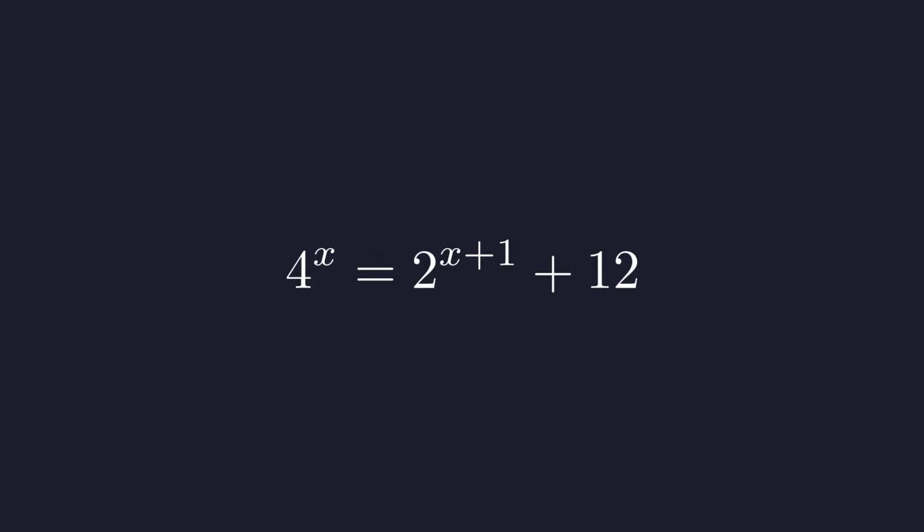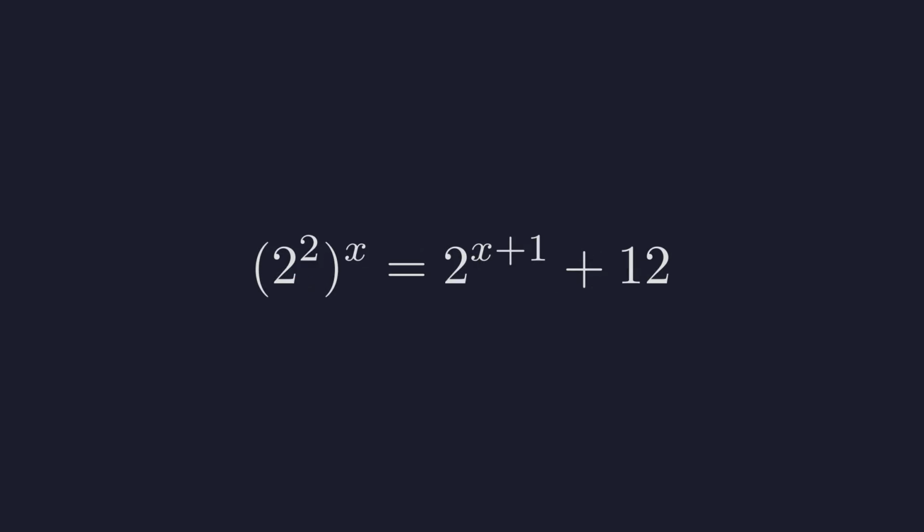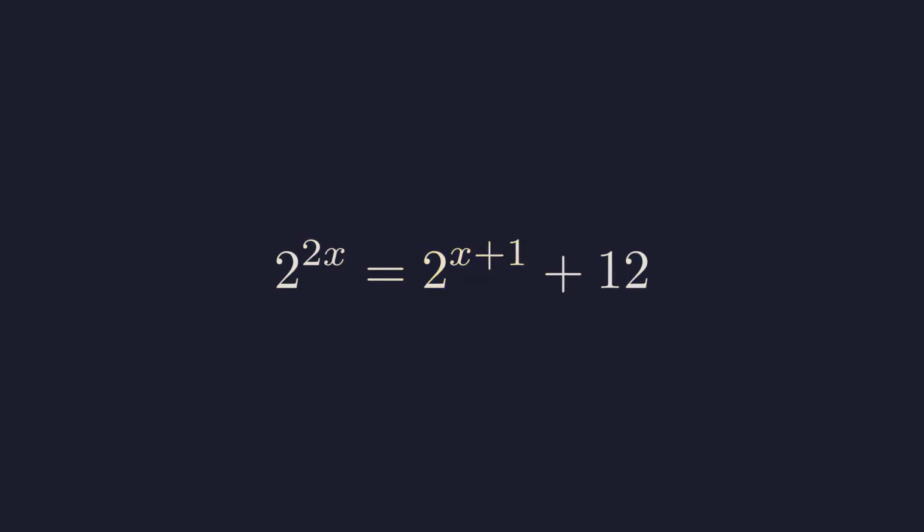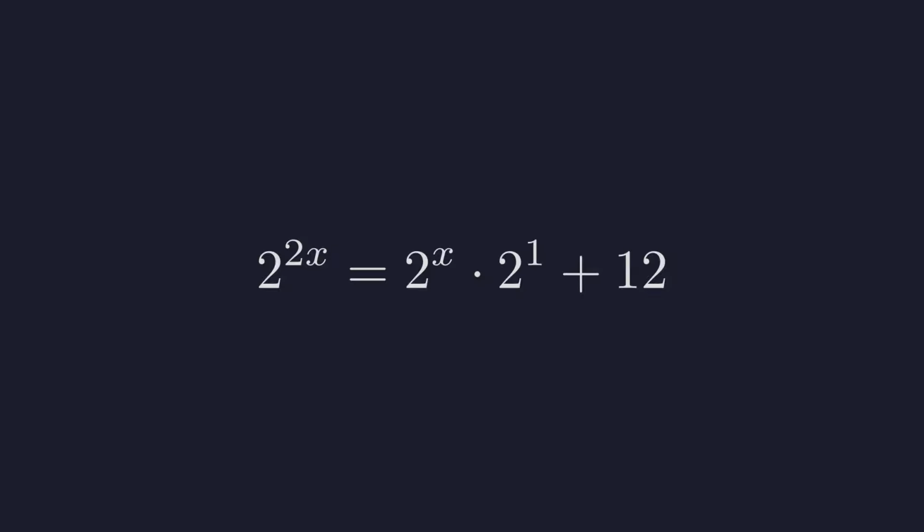Starting with what we have here, since 4 is just 2 squared, we can rewrite this base. So 4 to the x becomes 2 squared to the x. When you have a power raised to another power, you multiply the exponents, which gives us 2 to the 2x. Now on the right side, 2 to the x plus 1 can be split up. That's 2 to the x times 2 to the first plus 12. Now that everything's in base 2, there's a pattern here worth noticing.